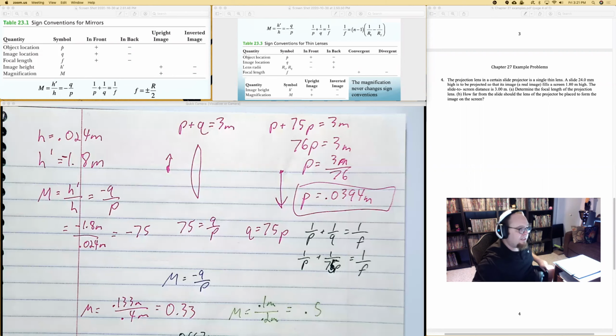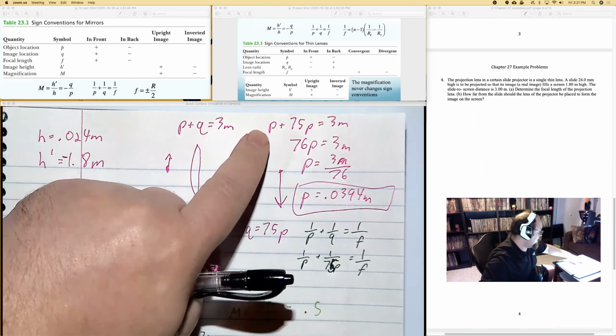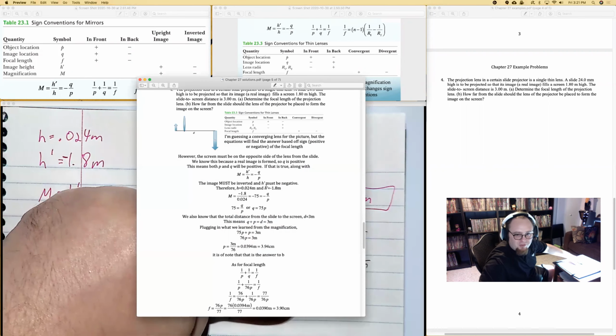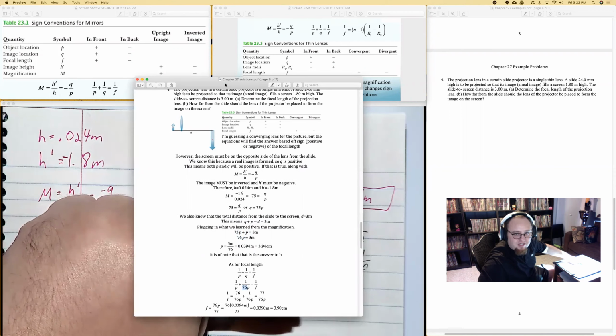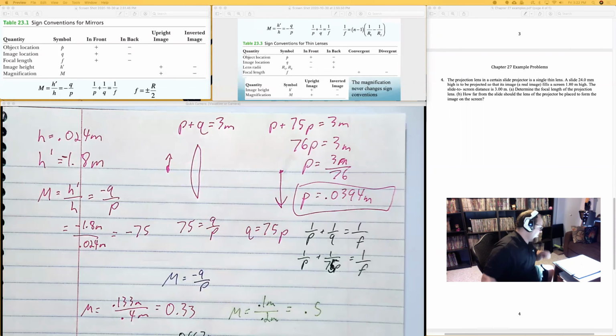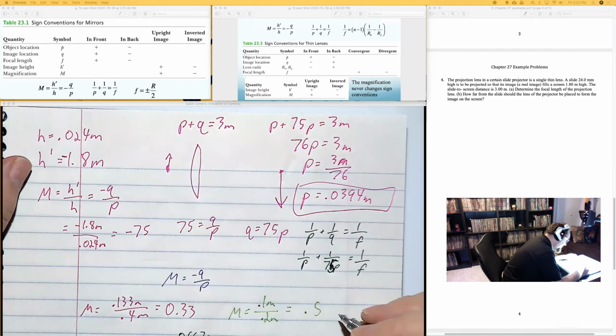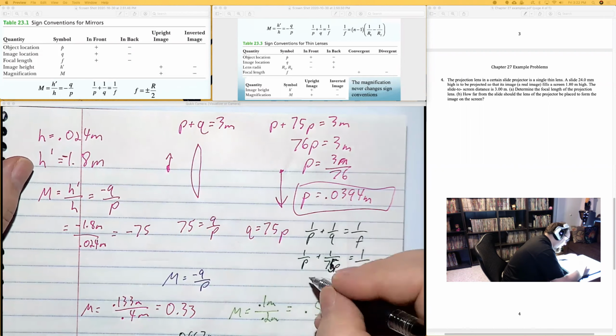Because that 76, where that came from, was here. That was P. I'll just pull this over. Because it's right here, it's 75P plus P is 3 meters. That's what the 76 is. But then I use 76, so that is a mistake in my solutions. I will fix those when class ends today, which means I don't have the answer instantly.